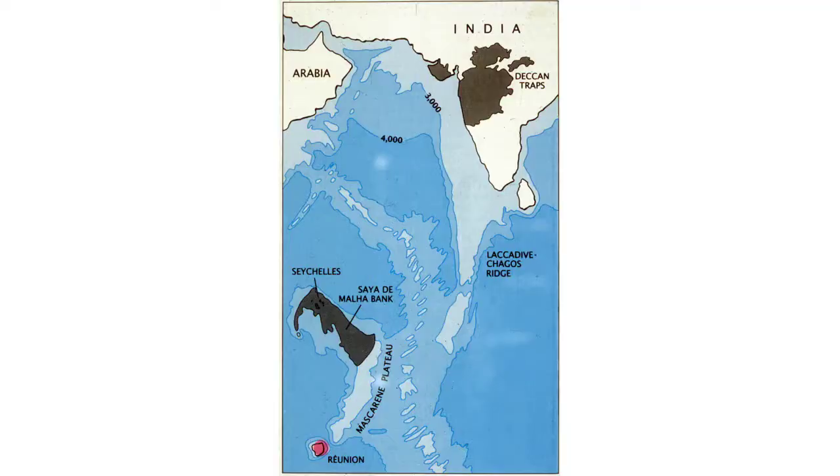This is what the Deccan Traps look like today. The current position of the hotspot is at Reunion Island. Notice that the Seychelles are no longer connected to India. They've been separated from India sometime after the Deccan Traps by a spreading centre shown here.